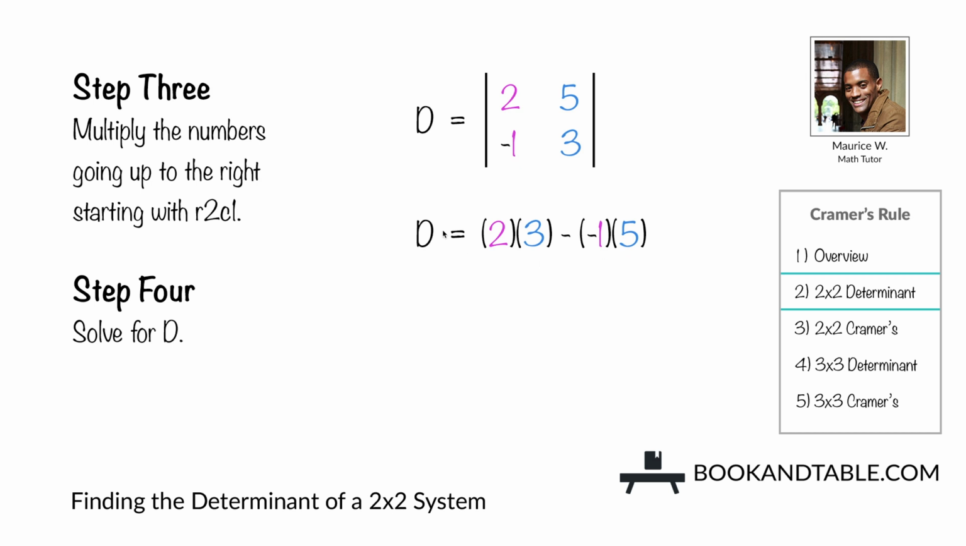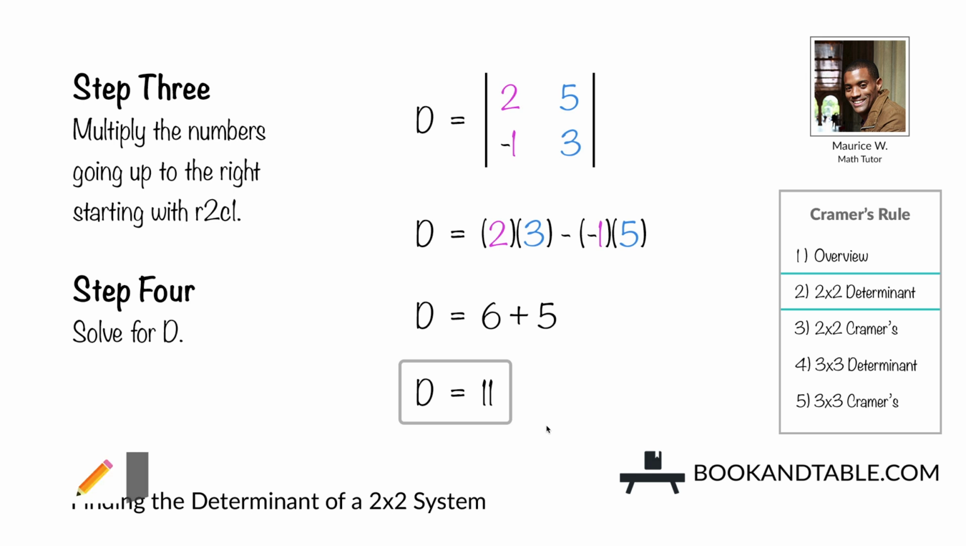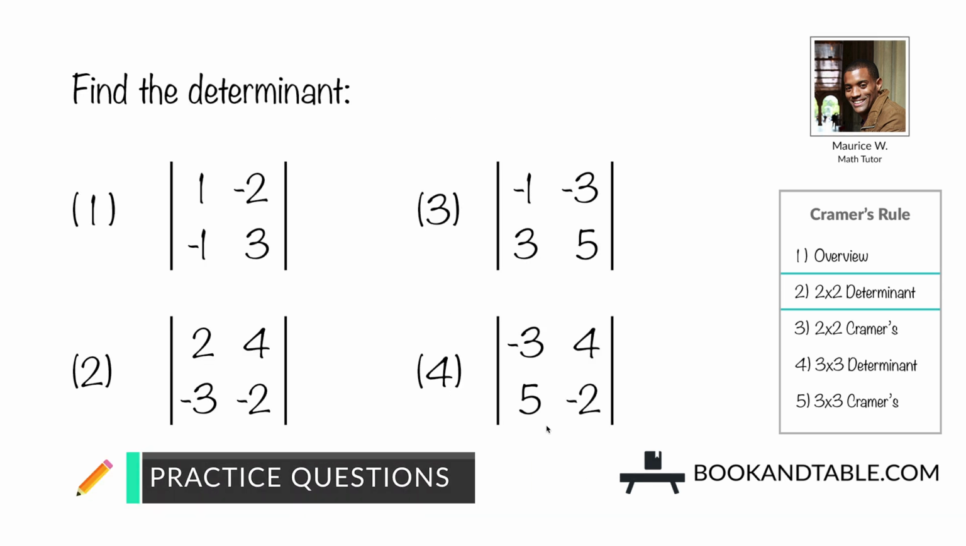So now we can solve for D. 2 times 3 is equal to 6, minus -1 times 5 would be -5. 6 minus -5 is equivalent to 6 plus 5. So we see that D is equal to 6 plus 5, which means the determinant is equal to positive 11. So that is how you would find the determinant of a 2x2 matrix. Let's now have you try a few practice questions.